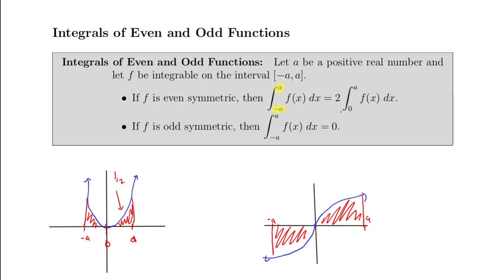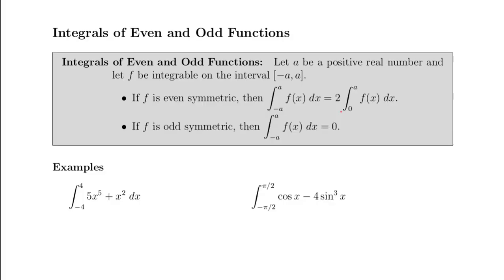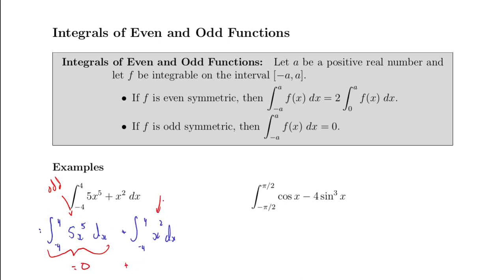Let's use this for a couple of examples. Here are some basic ones that shouldn't require us to do too much thinking. The main thing that we're going to do is to just split these up first into just one-term integrals with power functions, because then we can say, all right, I can look at this first one and say that's odd. So I know this thing is equal to 0. And this one is even. So I can say this is going to be 2 times the integral from 0 to 4 of x squared dx.